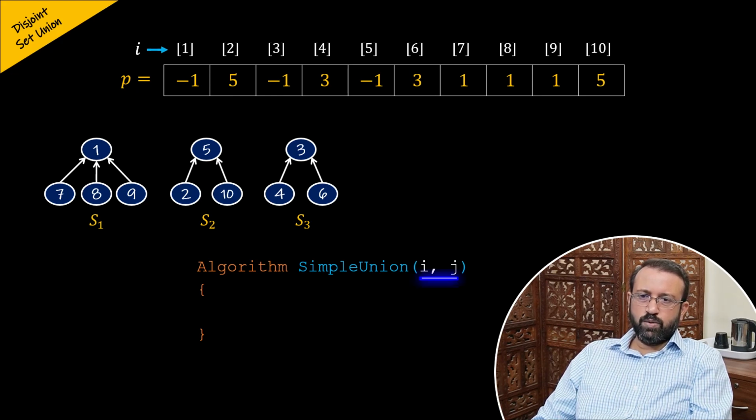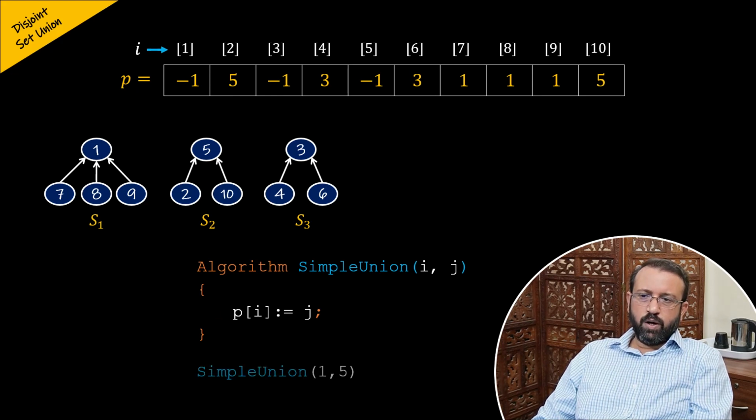A simple solution for the union operation is to make the root of the tree of the first disjoint set I the child of the root of the other disjoint set j. This is the same as making the root of the tree of disjoint set j the parent of the root of the tree of disjoint set I. So we will have the statement P of I assigned J, that is, assign J as the parent of I.